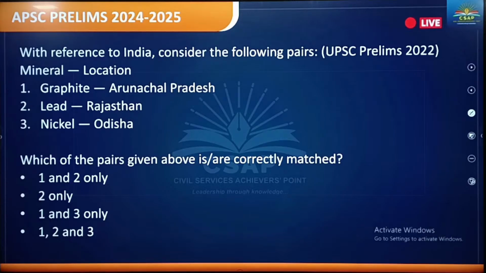Can anybody answer? With reference to India, graphite, Arunachal Pradesh; lead, Rajasthan; nickel, Odisha. Which of the following pairs are correctly matched? Any idea? So the answer was C. Sorry, D. That is, all the three are correct.